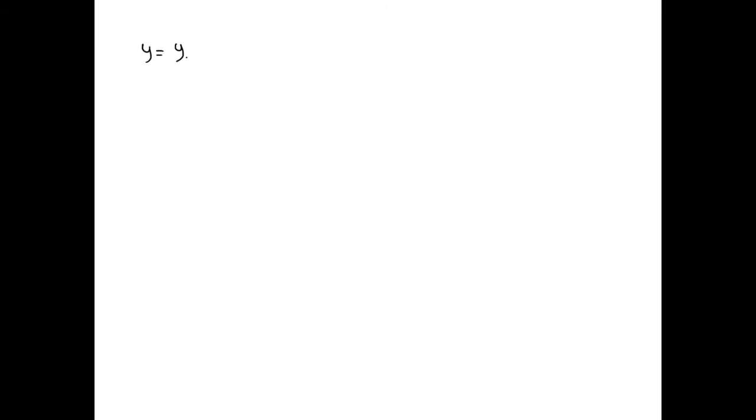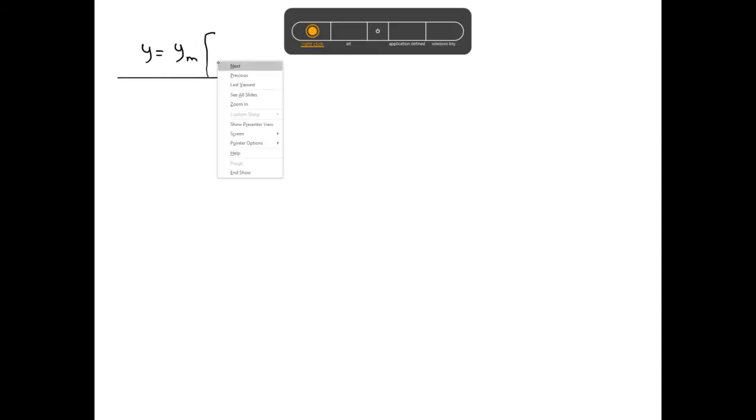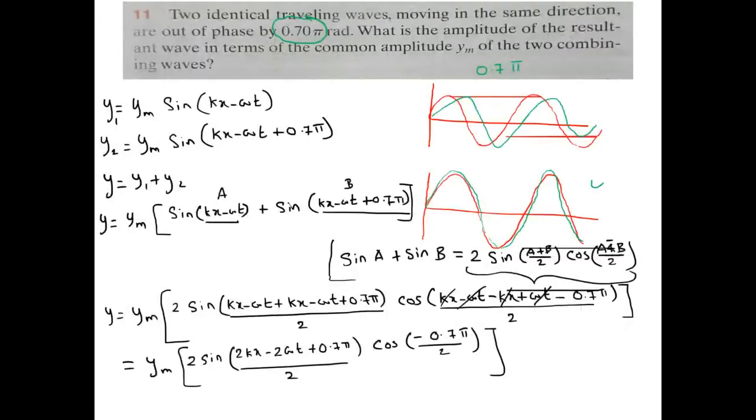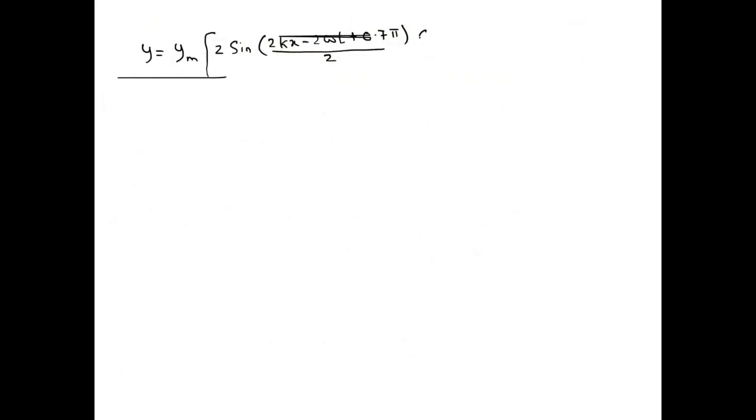y is equal to ym 2 sine of 2kx minus 2 omega t plus 0.7 pi, divided by 2, multiplied by cosine of minus 0.7 pi divided by 2. My dear, I am going to leave it as it is, so don't get confused. I have no energy to erase these things again and again.